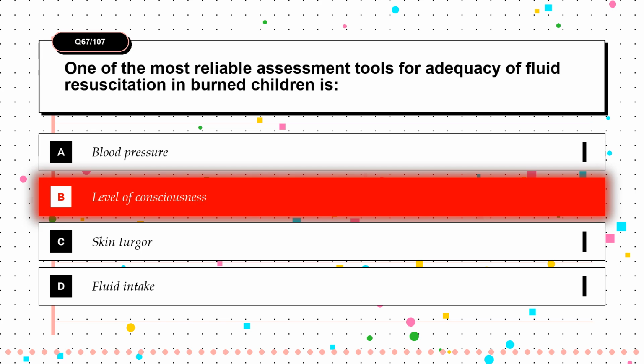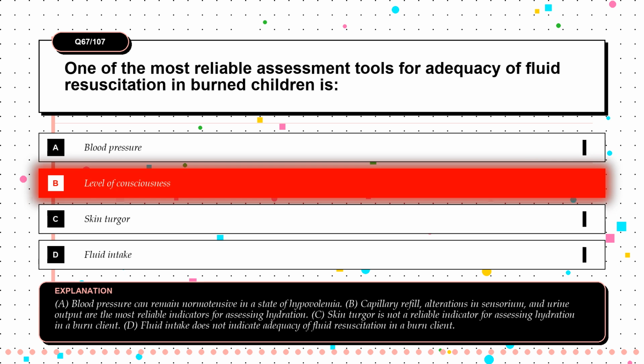The correct answer is option B. Level of consciousness. A blood pressure can remain normotensive in a state of hypovolemia. B. Capillary refill, alterations in sensorium, and urine output are the most reliable indicators for assessing hydration. C. Skin turgor is not a reliable indicator for assessing hydration in a burn client. D. Fluid intake does not indicate adequacy of fluid resuscitation in a burn client.